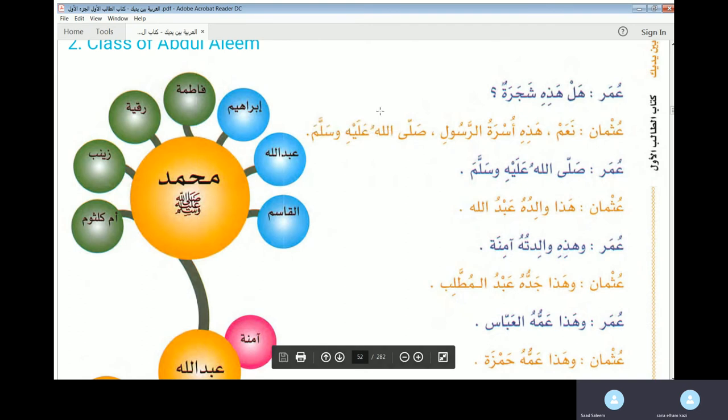Sorry, your voice is not clear. Again. Hal means what, right? Hal also means is, and also means are. Is this a tree? You could also use hazihi shajaratun. Yes, you can also use the ta marbuta. Is this a tree? You can use both words. Both are the same.